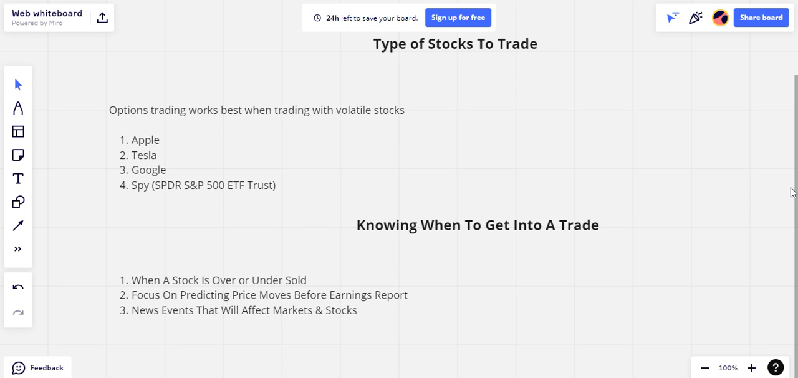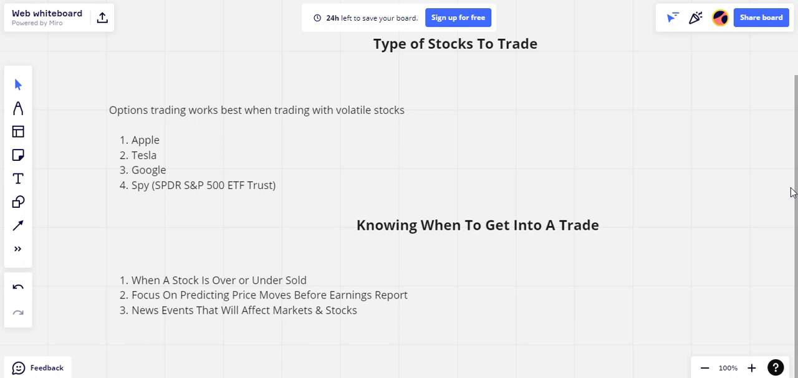The other way of knowing when to get in and out of a trade, which is great for beginners, is to focus on predicting price moves before an earnings report. This is a great time to trade options because if you've got wind that a stock you're eyeing is going to come out with a positive earnings report, you can probably bet with reasonable certainty that the price of that stock is going to go up. So you can get in a couple of weeks before. When the news starts coming out, the stock goes up. If it goes above your strike, then you can flip that options contract for a profit.